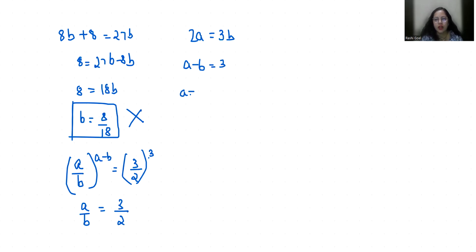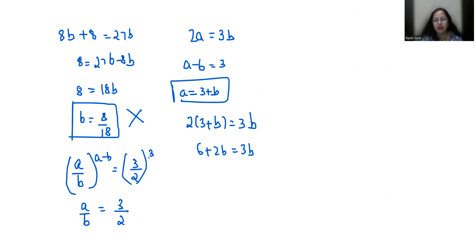Put the value of a here. So 2 times (3 plus b) is equal to 3b. So 6 plus 2b is equal to 3b. 6 is equal to 3b minus 2b. So b is equal to 6. Now put the value of b here. So a is equal to 3 plus b. a is equal to 3 plus 6. So a is equal to 9.